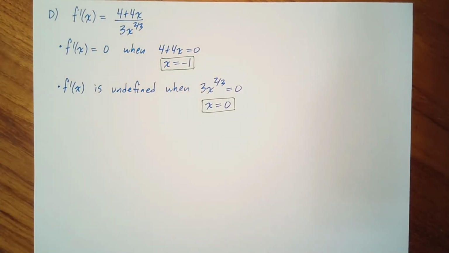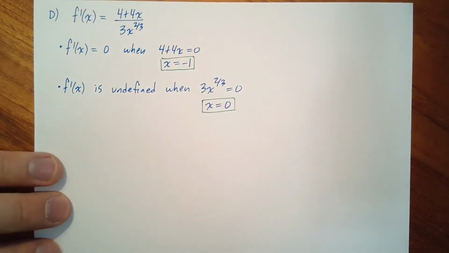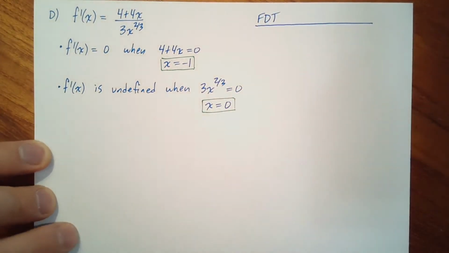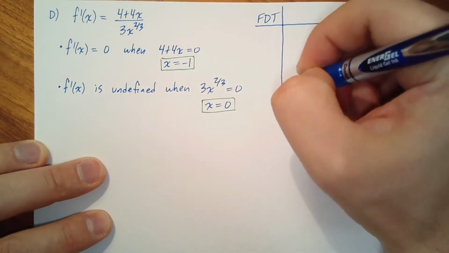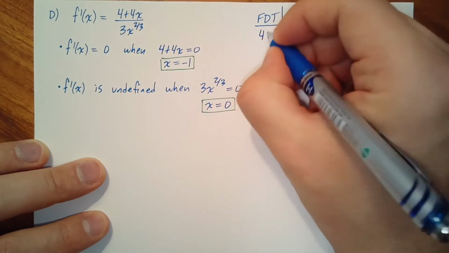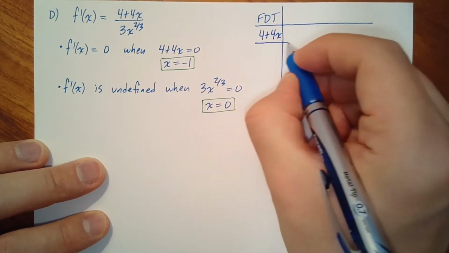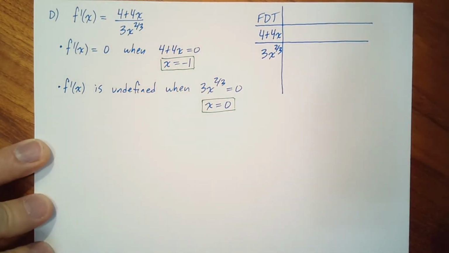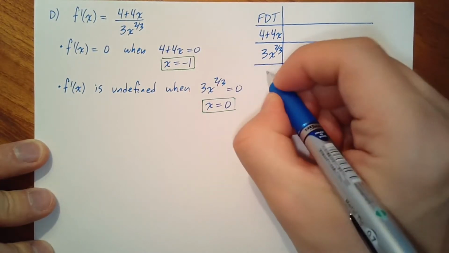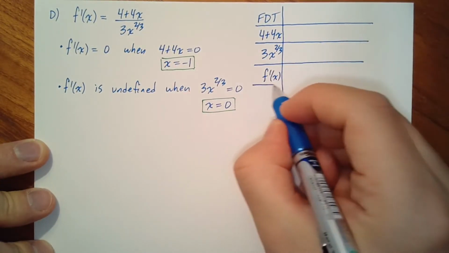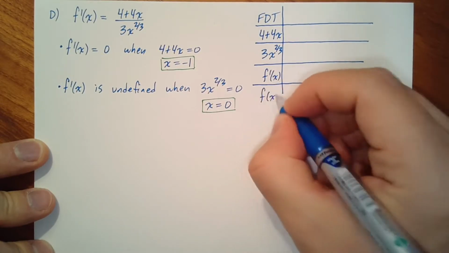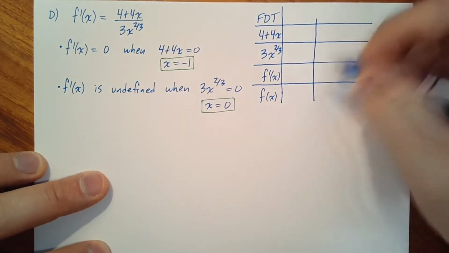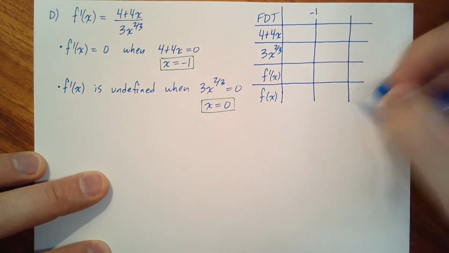And then next, we're going to set up our first derivative table. I'll do that up here. It looks like I've got room to squeeze it in. So we're going to need 4 rows: 1 row for the numerator, 1 row for the denominator, 1 row for f prime, and 1 row for f. Okay, and then we're going to need 2 slices down, 1 for each critical number. So we've got -1 and then 0.